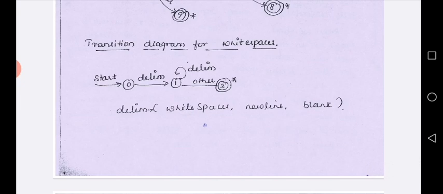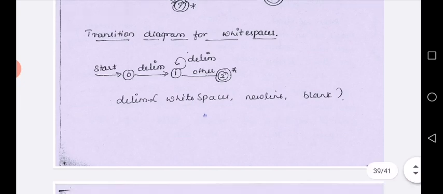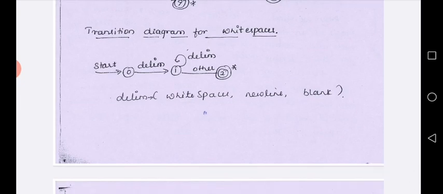We are using delim. Delim is nothing but white spaces, new line and blanks. If we are having any of these kinds of aspects, then that is the pattern we are identifying. Fine. For identifying the white space, new line and blank lines, we are using another transition diagram. 0 to 1. Again, how many spaces you may be having?